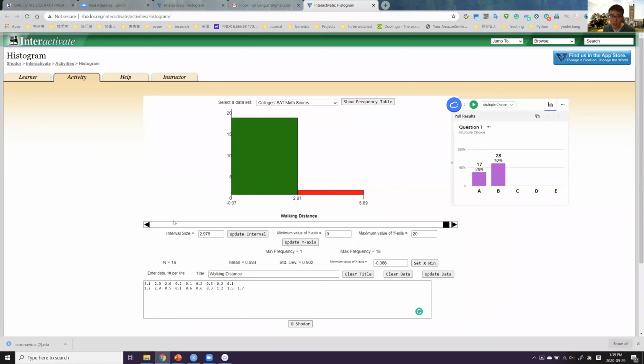There's a question regarding the histogram. I'll get back to it later.